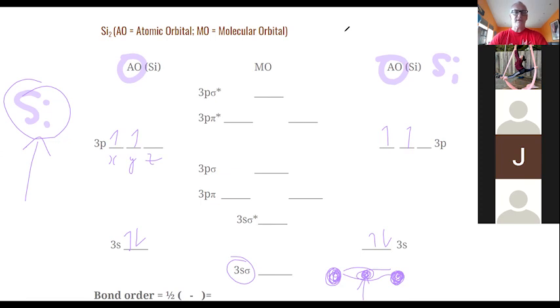So where do we put our first? So this is the order in which we fill up the molecular orbitals. And remember, we always start at the lowest energy and then work our way up. So where does the first electron go? We have eight now. Instead of four, we have eight total valence electrons that go into the molecule. So we have eight to fill in. So where does the first one go?